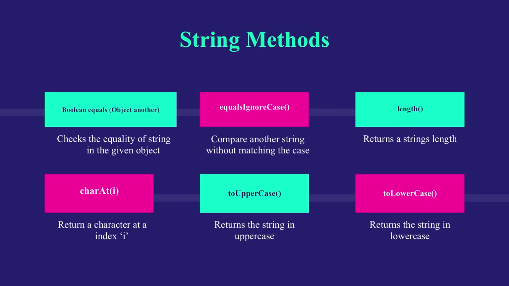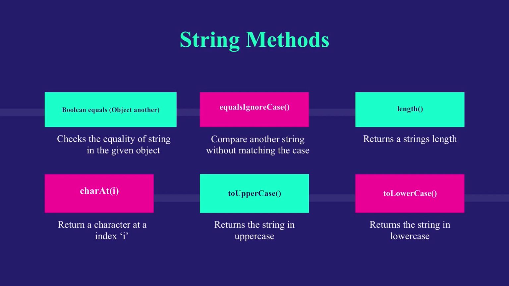So now we will see some string methods. We have a String class, which is a built-in class, and we will be exploring its built-in methods. First of all, have a look at the list. The first method is the boolean equals method. This method checks the equality of a string with the given object.